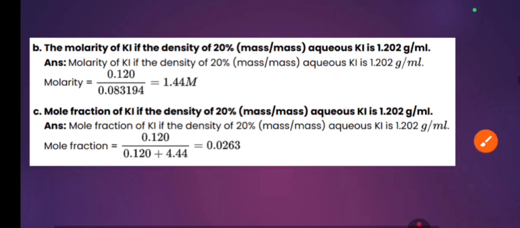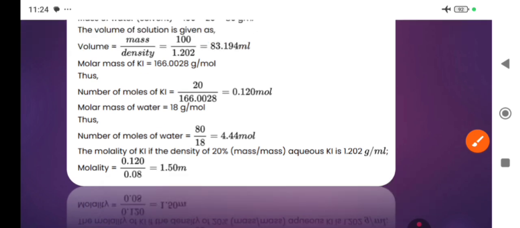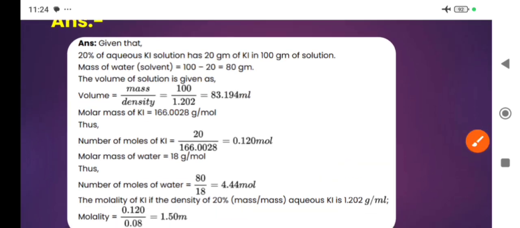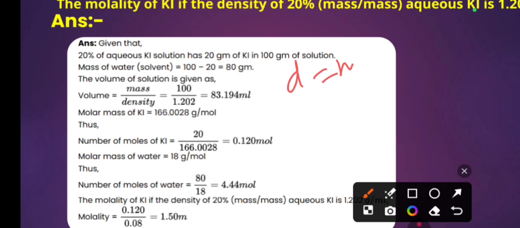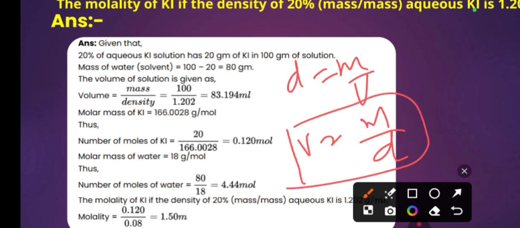Okay, so you can see density is equal to mass by volume. Then volume is equal to mass by density. So of solution you can get the volume of solution, because the mass of solution is given. So the mass of solution is 100. We have seen in percentage it is given. So 100 by density is the volume. Moles we have solved already, of solute. So molarity you can solve.